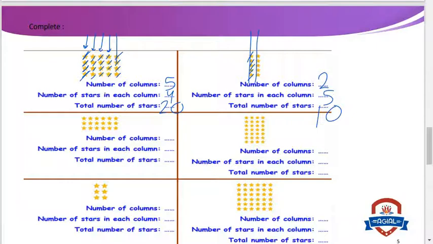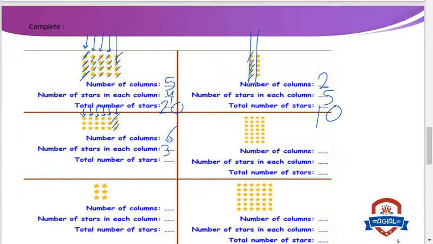Okay, number 3. Number of columns. How many columns do we have from up to down? 1, 2, 3, 4, 5, 6. Super. So we will write 6. Number of stars in each column. 1, 2, 3. So we will write 3.